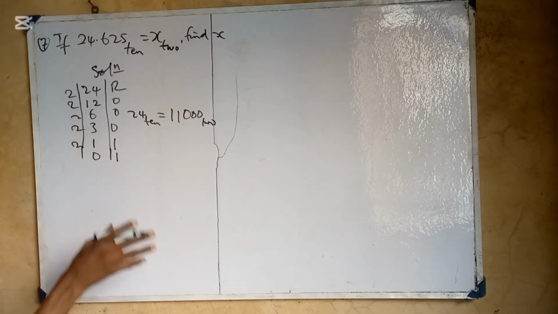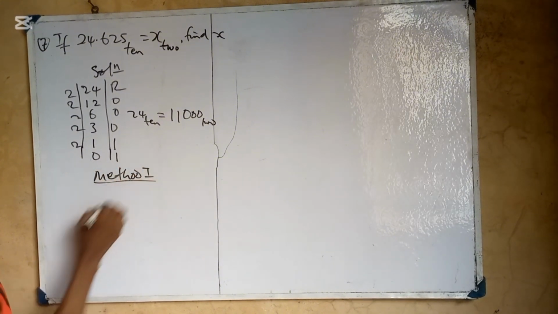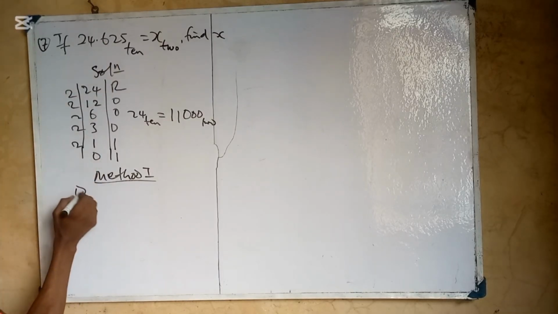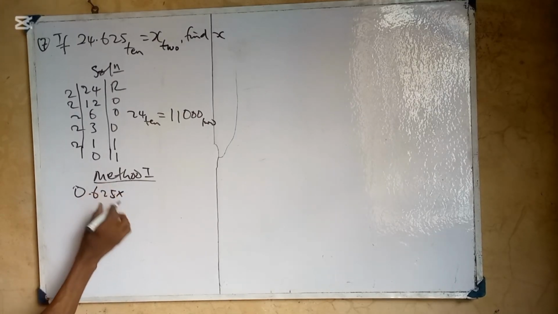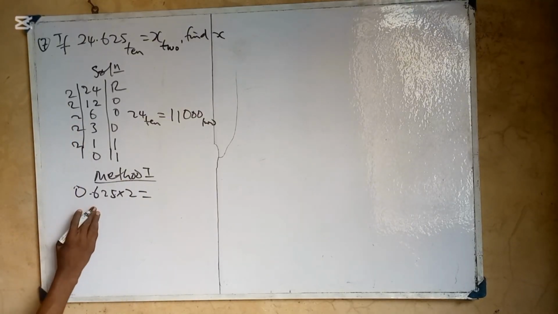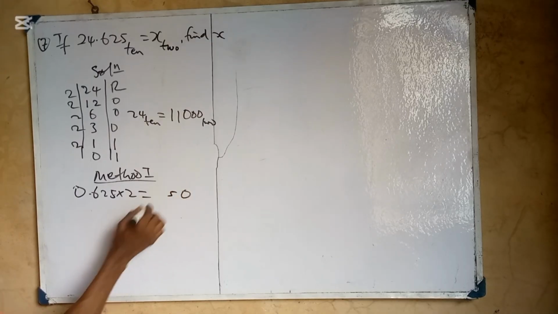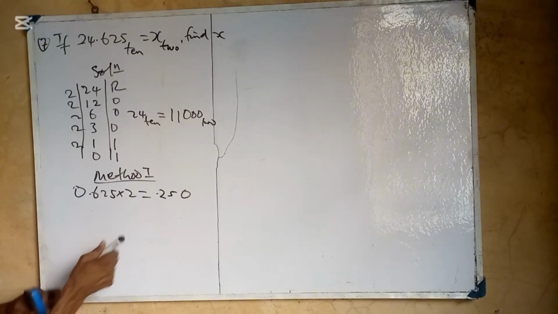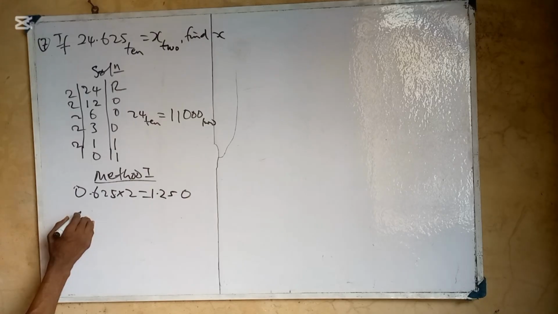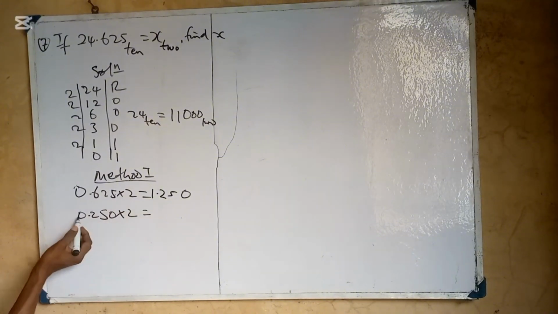Two ways you can handle this. I'll put you through. Let me say method 1, handling this. 0.625 multiplied by 2, we're dealing with base 2. 2 times 5 is 10, carry 1, 2 times 2 is 4 plus that 1, 5, 2 times 6 is 12, carry 1, 2 times 0 is 0 plus that 1, 1. Then I'm going to multiply 0.250 by 2.